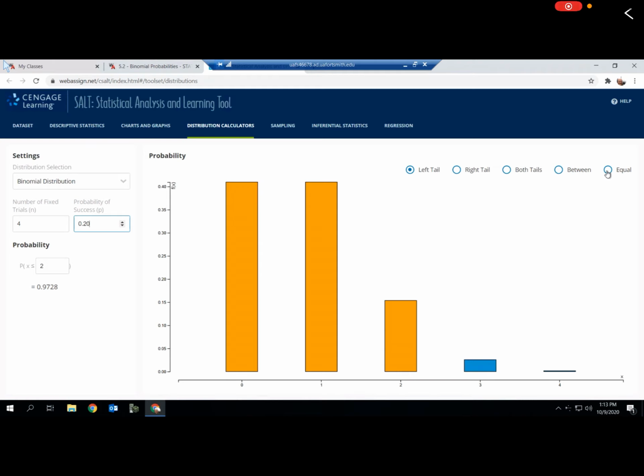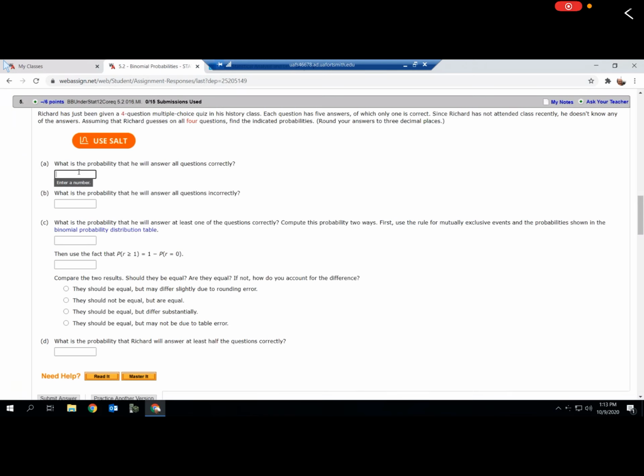Now I'm going to go over to the top right and select equal, and that changes my probability option. The probability that all 4 are guessed correctly is 0.0016. Let's see, we've got to round to 3 decimal places, so 0.002.